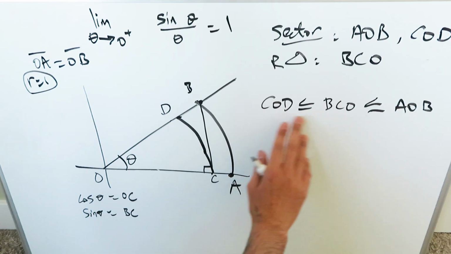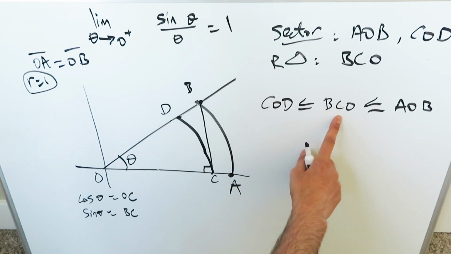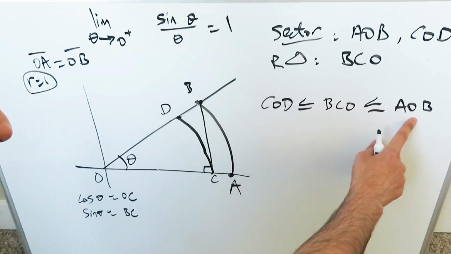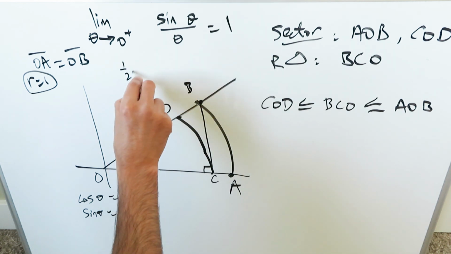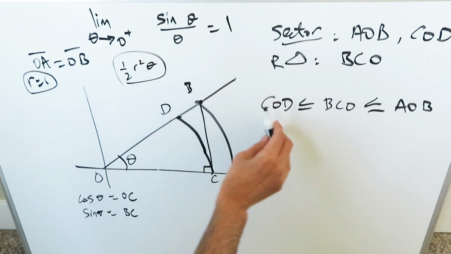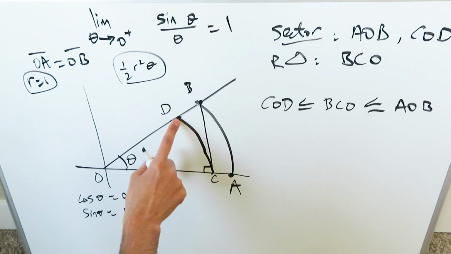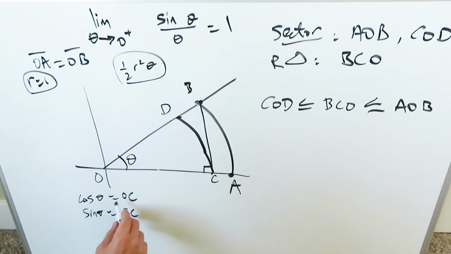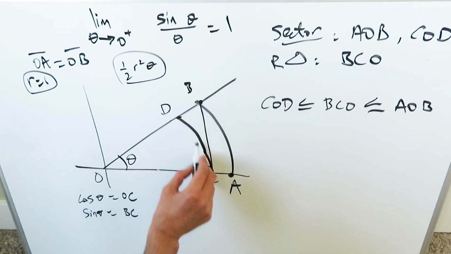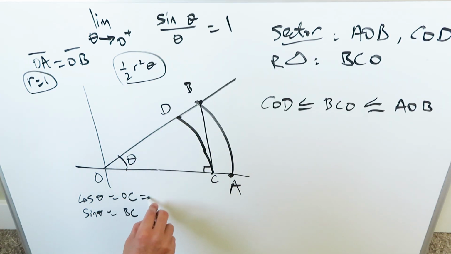Area of the sector, which is slightly smaller than the area of the right triangle, which is slightly smaller than the area of the largest sector. What is the formula for the area of a sector? It's equal to half r squared theta. Let's look here at the smallest one, COD. This sector is COD. I have here a radius which is equal to what? OC. For this small sector, the radius is equal to OC, but it's also equal to OD. We haven't mentioned OD, but OD is equal to OC.